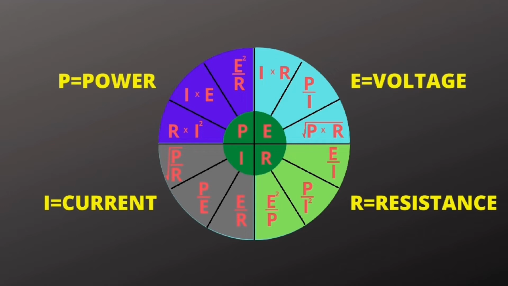Current I is equal to E divided by R. So you just have to manipulate it, then you have E is equal to I times R. As you can see, guys, I times R can be located in the upper right portion of the wheel.